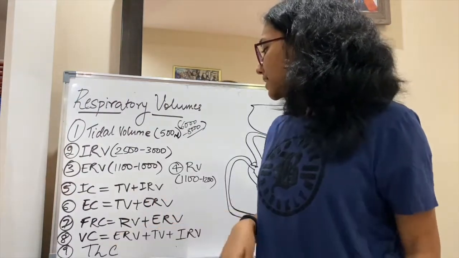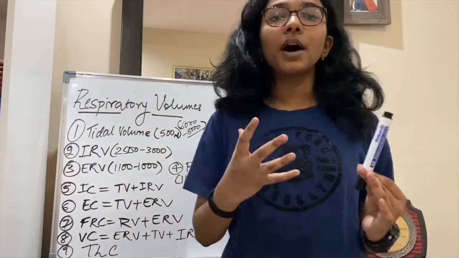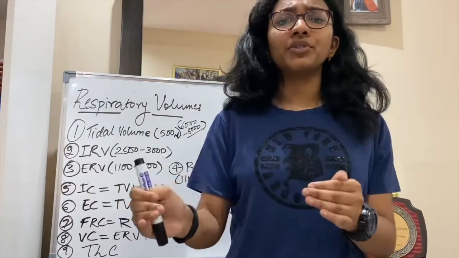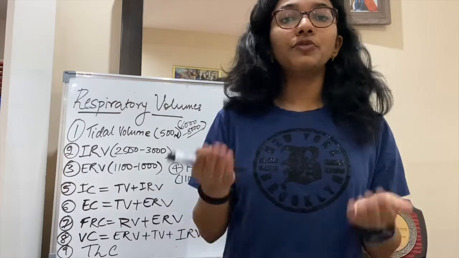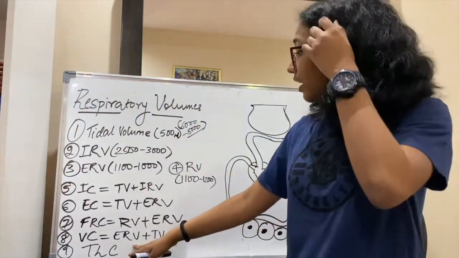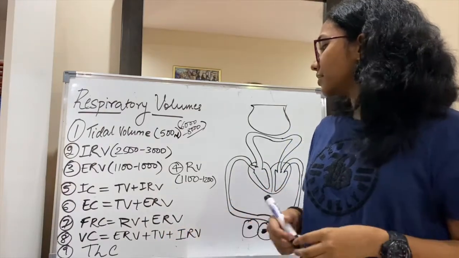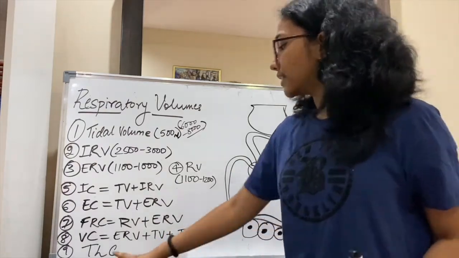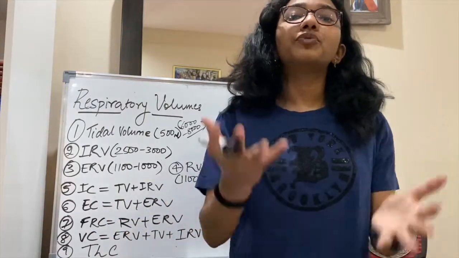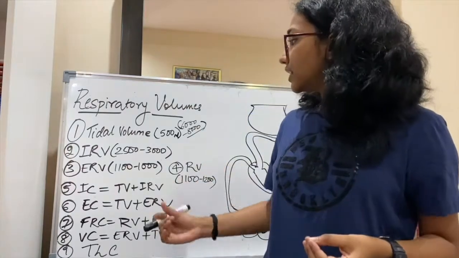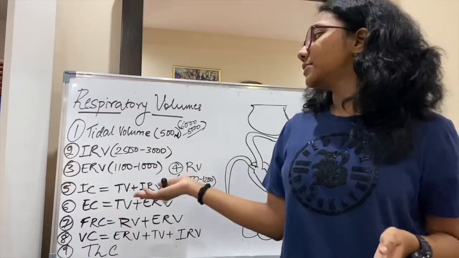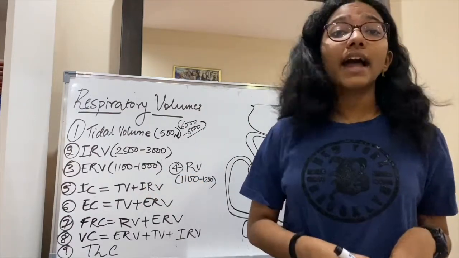Now vital capacity is the maximum amount of air you can take in after a forced expiration, or the maximum amount of air which you can give out after a forced inspiration. It's just a sum of the first 3 volumes, that is expiratory reserve volume, tidal volume and inspiratory reserve volume. The last one, total lung capacity, is the entire capacity of your lung after a forced inspiration, and that will include all four volumes: tidal volume, inspiratory reserve volume, expiratory reserve volume, and residual volume.